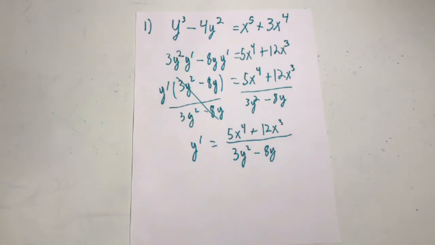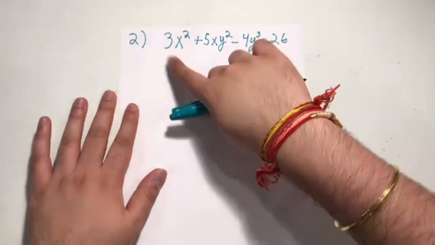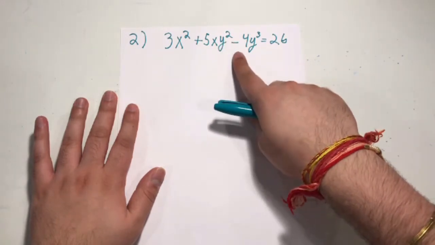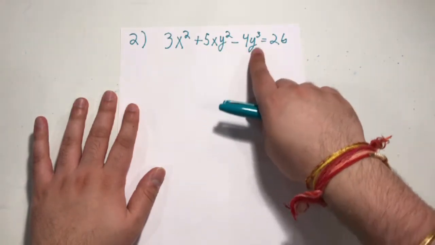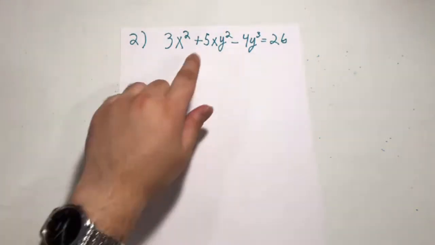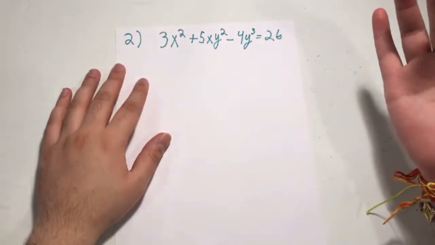All right, let's check out a slightly more difficult problem. So what we got here is 3x squared plus 5xy squared minus 4y to the third equals 26. Once again, I suggest you try this out on your own. It's very similar to the last one, except you might experience a little hitch, right? This xy squared term might cause you a little difficulty. But think about it.